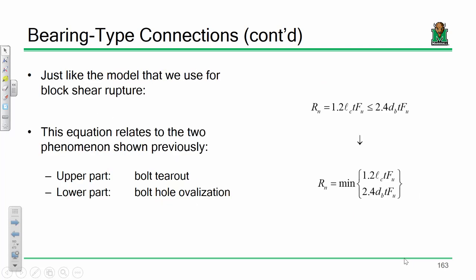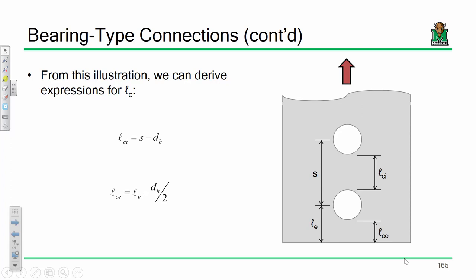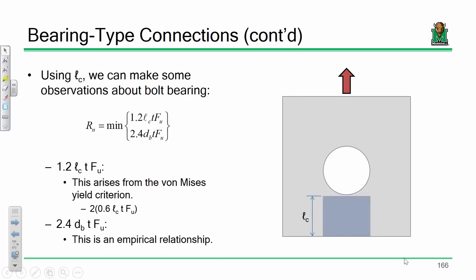Remember, we split that up into our minimum expression, the minimum of 1.2 Lc t Fu or 2.4 d t Fu. This is for the tear out. This is for the ovalization. And we've gone through really the parameters. The tough part is the Lc, which it's really not tough because we can derive formulas that plug and chug this out. The only thing to keep in mind is the, let me skip ahead.